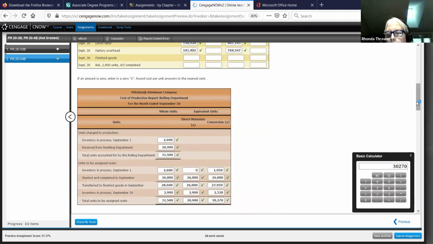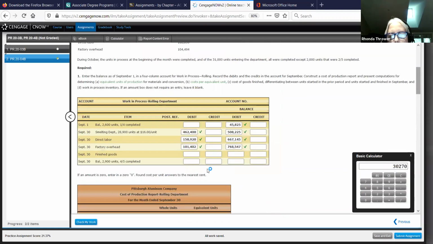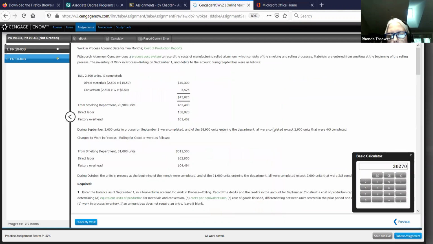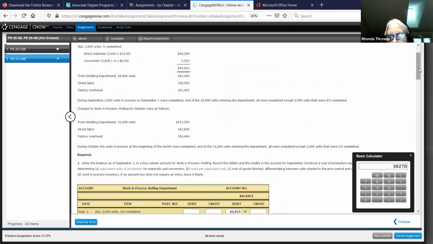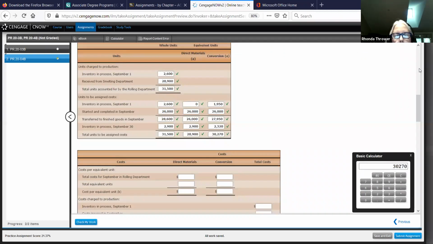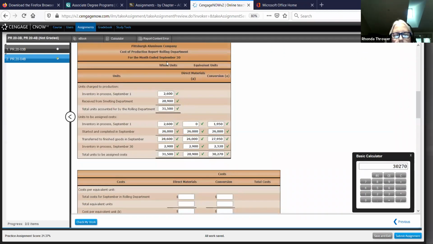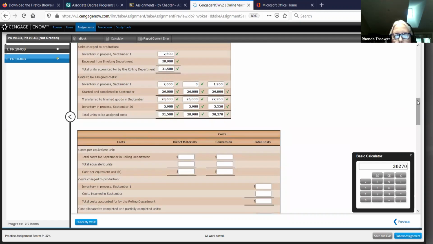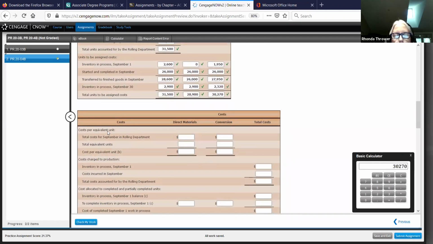So be careful, class, because this is 2 months of information here. Make sure you get on the right month. That's what I did wrong. It's really easy to do. All right. So now that my unit section is correct, I can move on to my cost section. We're going to start by calculating the cost per equivalent unit.